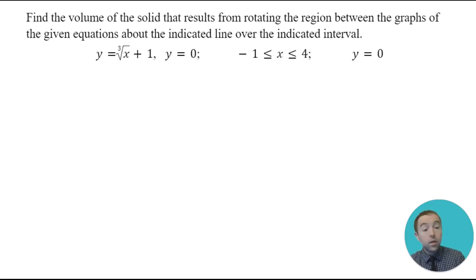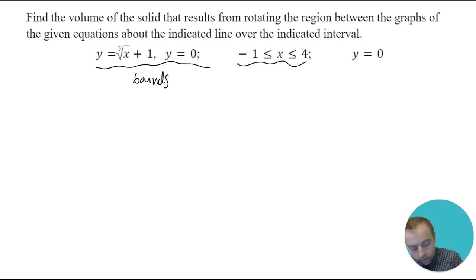You're asked to find the volume of a solid that results from rotating a region between the graphs of the given equations about the indicated line over the indicated interval. So we'll be looking to find the volume of some solid of revolution. We'll definitely need to investigate whether it has a disk cross-section or a washer cross-section. This will be the bounds on the region, the area that we're going to revolve. We'll also need this, which helps enclose the region entirely over that interval. The last thing given here is our axis of rotation that we're going to spin the area around.